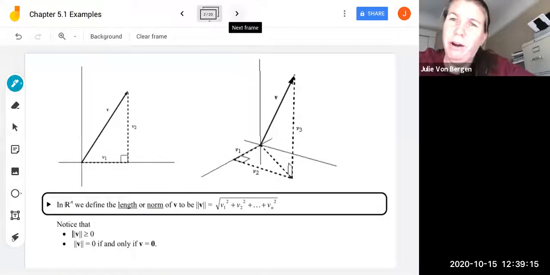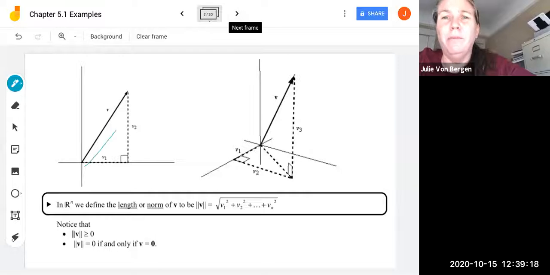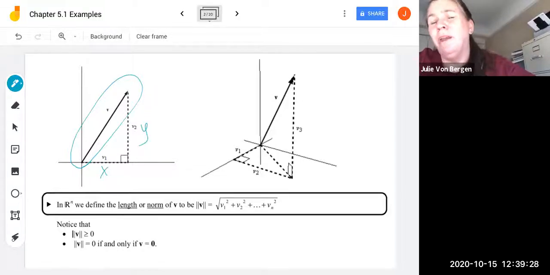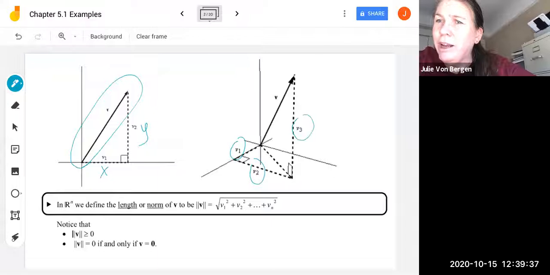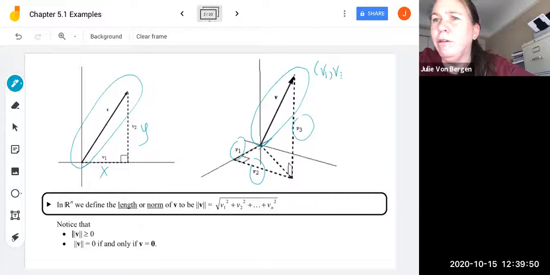So here are visuals in 2 dimensions. Our vector v here is component-wise v1 on the x-axis and v2 on the y-axis. So this is what we think of in 2 dimensions as a Pythagorean theorem. Vector v is the hypotenuse of the triangle. And then in 3 dimensions, we've got v1, v2, and v3 combining to make this 3D vector v that goes from the origin to a point in 3 dimensions. We label that point as v1, v2, v3.